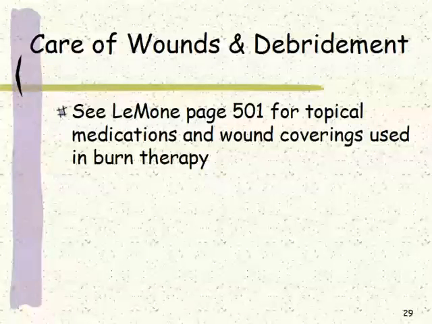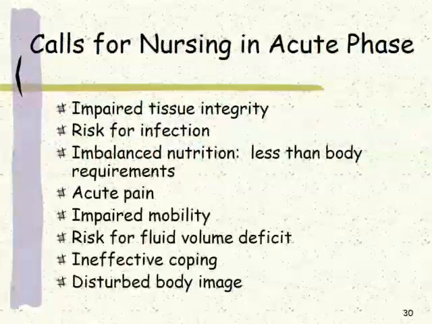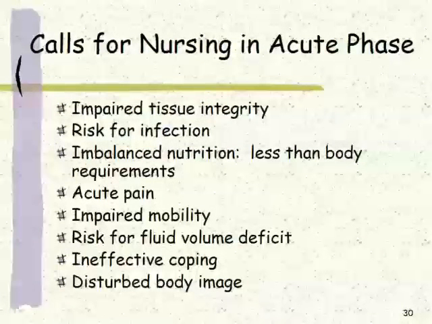Priority nursing diagnoses for patients while they're undergoing these skin grafts in the acute phase include impaired tissue integrity. There's a huge risk for infection. We talked about that negative nitrogen balance, so impaired nutrition is going to be an issue. As you can imagine, with debridement and showers and dressing changes with a severe burn, there's going to be acute pain. Patients are going to have issues with mobility, fluid volume issues, and body image and coping is going to be an issue for these patients also.